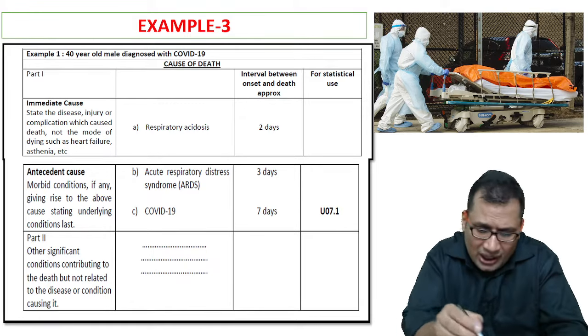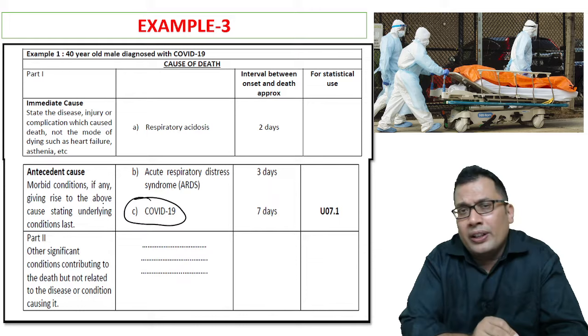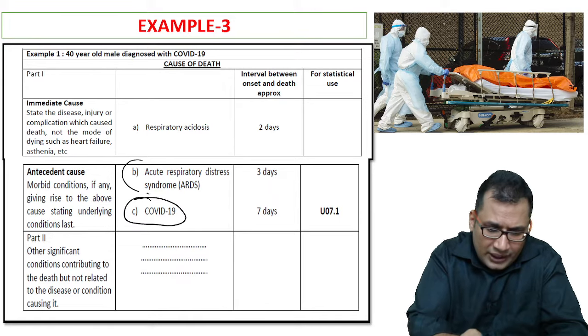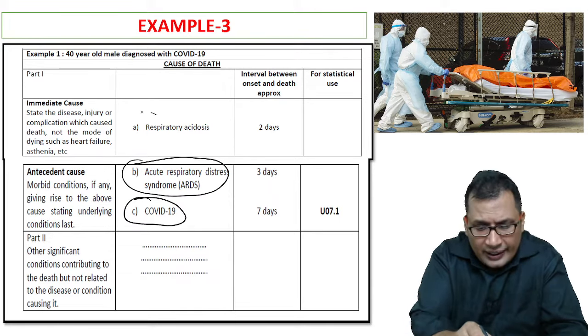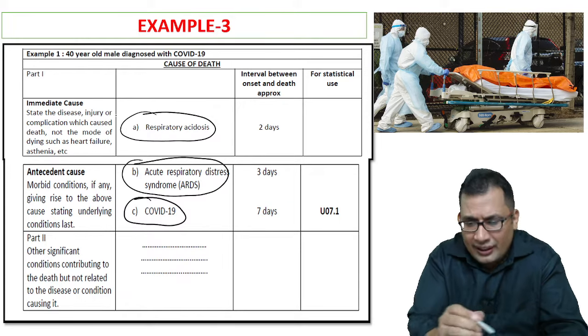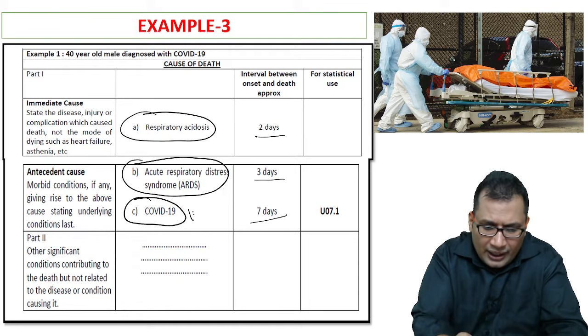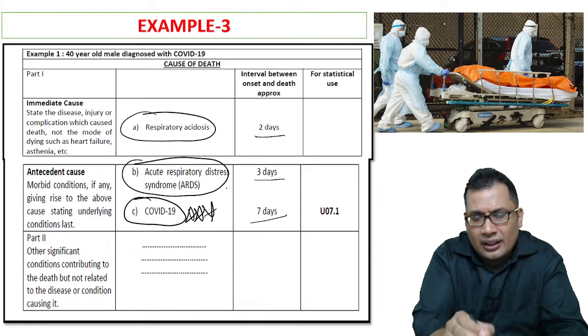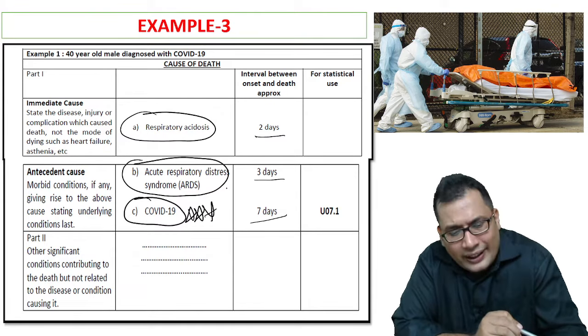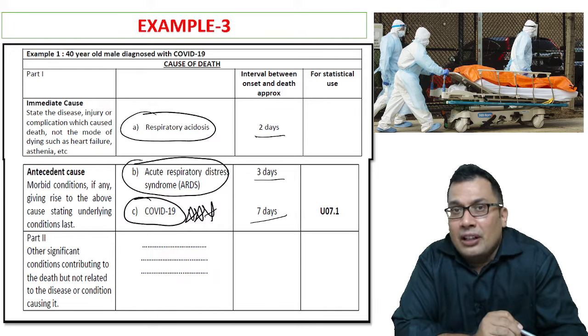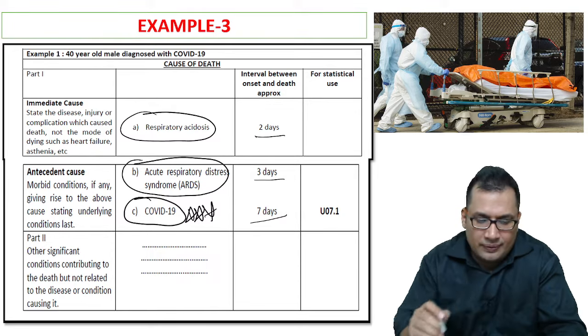Third example, example number 3, related to COVID-19. COVID-19 is the main underlying cause. As you know, COVID-19 can lead to ARDS. ARDS can lead to respiratory failure. You can see the time duration here, 2 days, 3 days and 7 days. So the main underlying cause is COVID-19. The immediate cause of death, 1A, is respiratory failure, which is a well-known complication of ARDS.